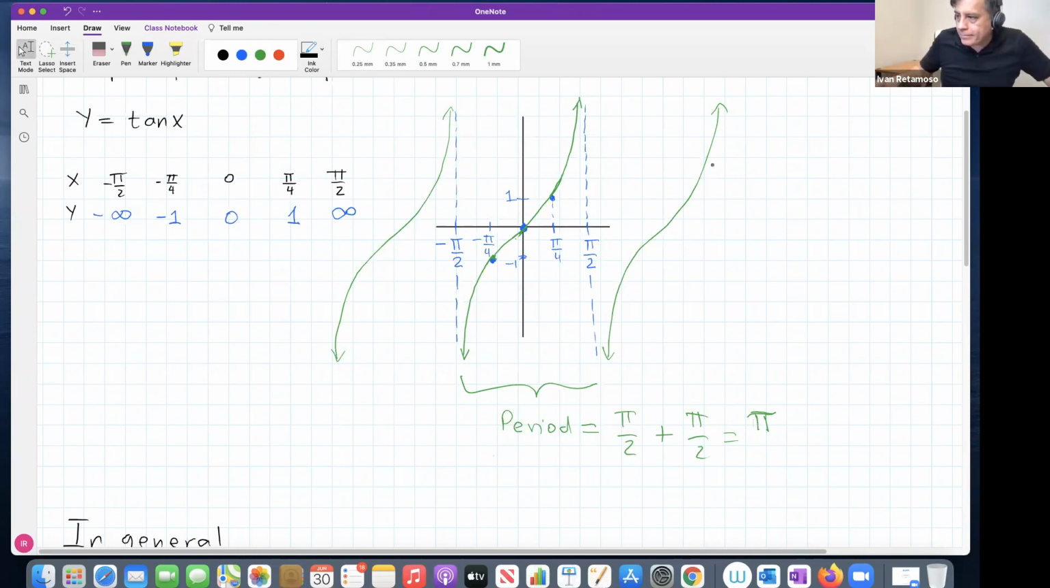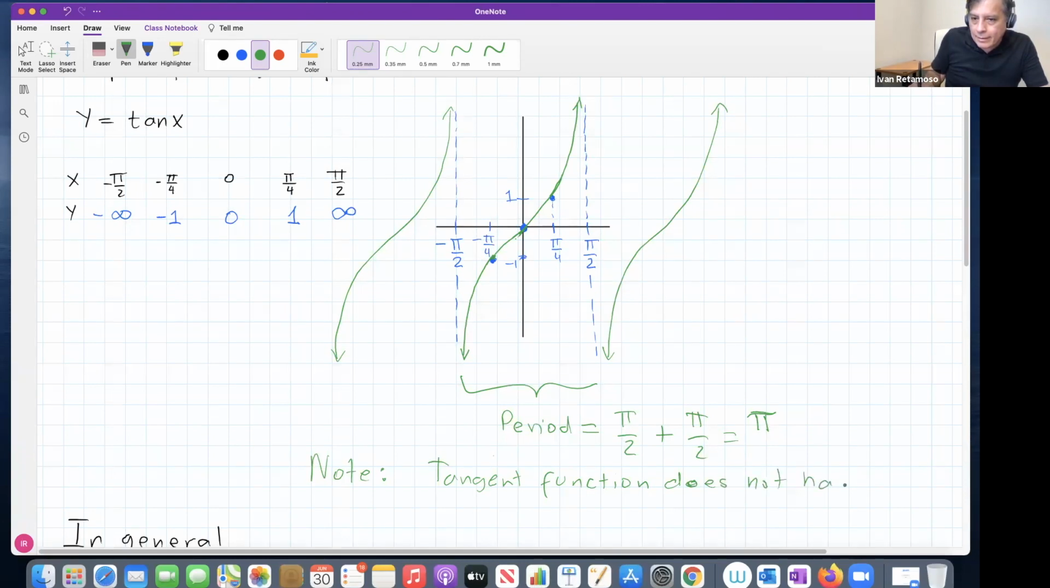Yeah, great. Now, I'm going to write a note here because this question is very often asked. Professor, what about the amplitude of the tangent function? Notice this is growing without bound in this direction, no upper bound. It's decreasing without bound in this direction, no lower bound. So there is no amplitude, right? The tangent function does not have amplitude. It just has a period, right? Because it is not bounded, neither bounded above nor bounded below.